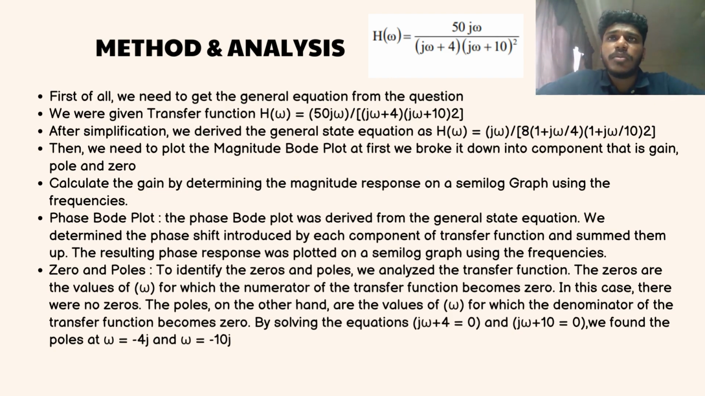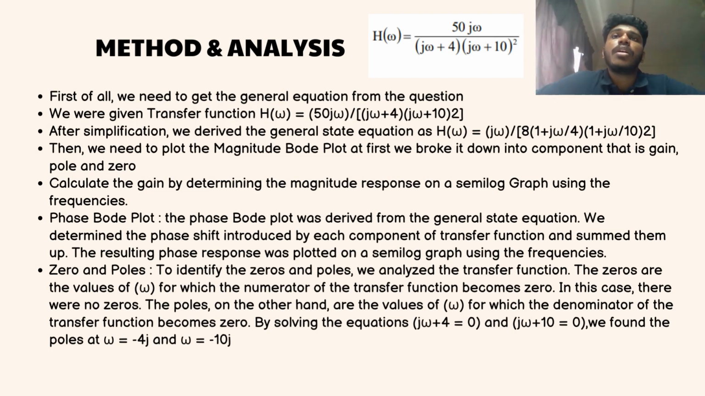After we are given a transfer function equation, we will simplify and derive it using the general standard form, and we got the final result of H(jω) equals jω over 8 times 1 plus jω over 4 times (1 plus jω over 10) squared. And then the next step will be plotting the graph.